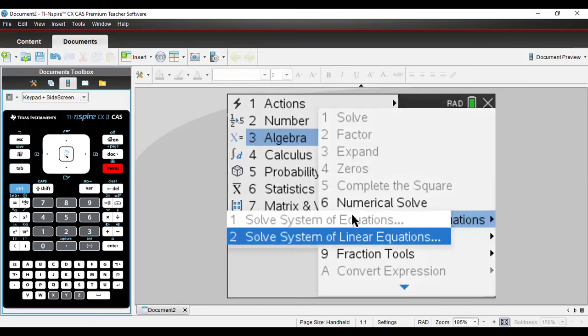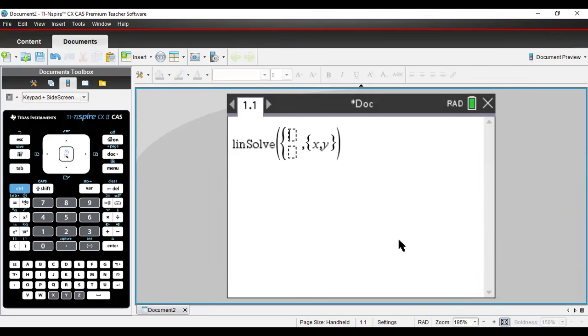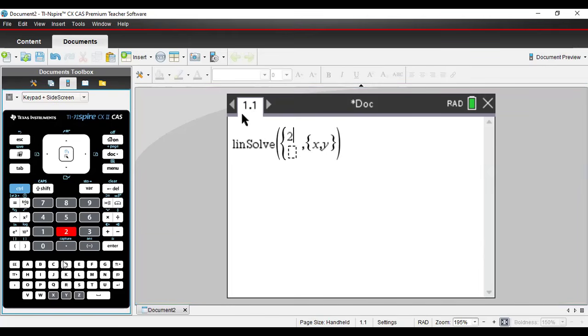But this time I'm going to go to system of equations, and I'm going to solve a system of linear equations. We have two equations. It doesn't matter what format they're in. They don't have to be in slope-intercept format, and these are not. So I'm just going to type in 2x plus y equals 6.